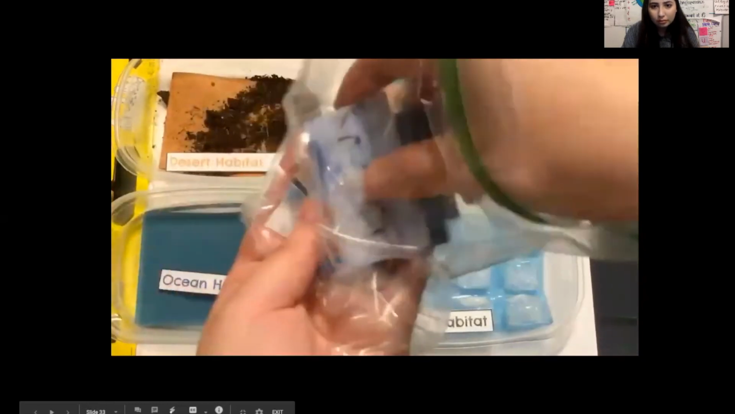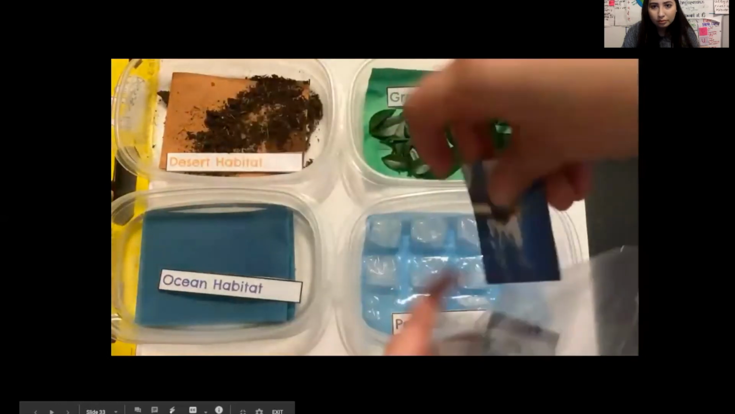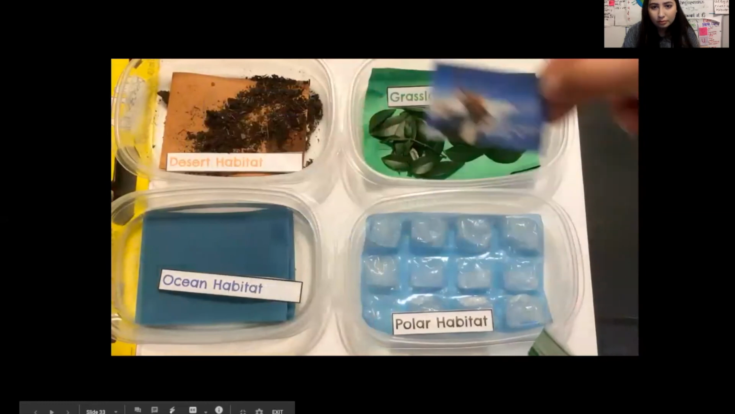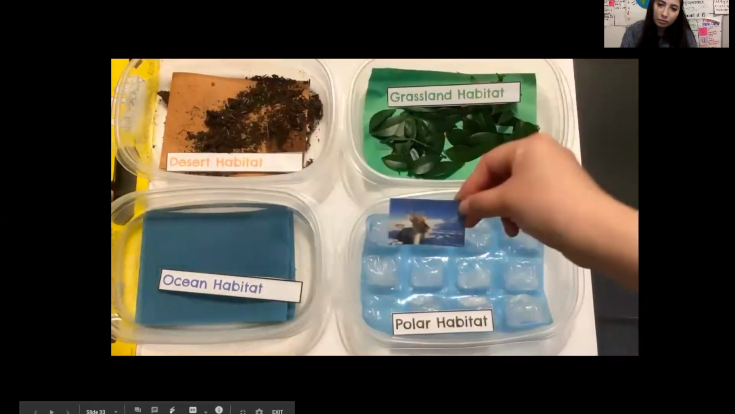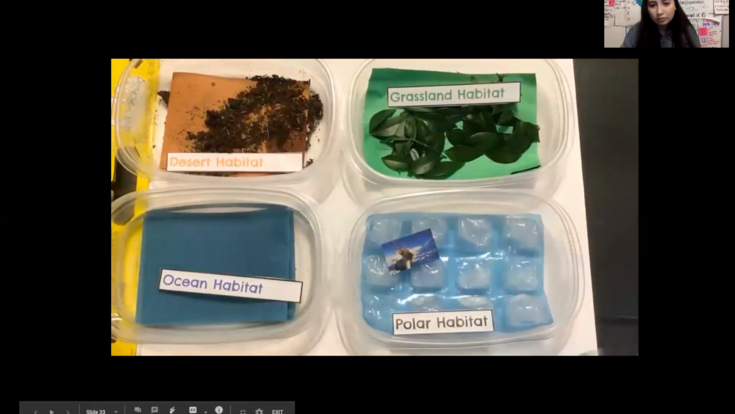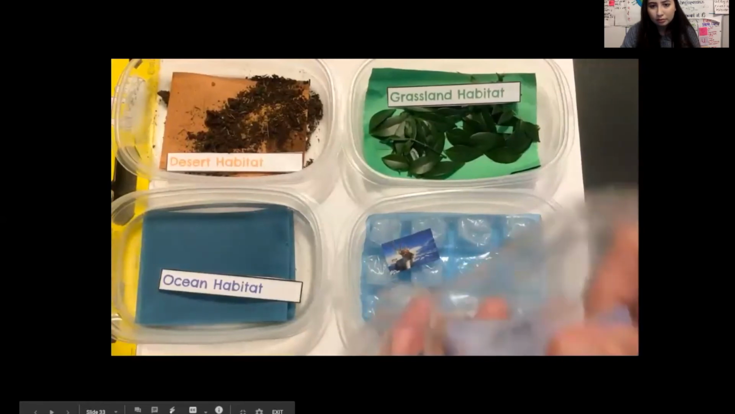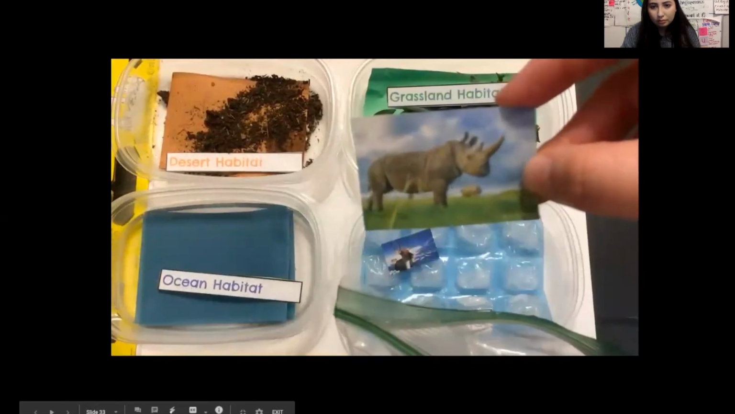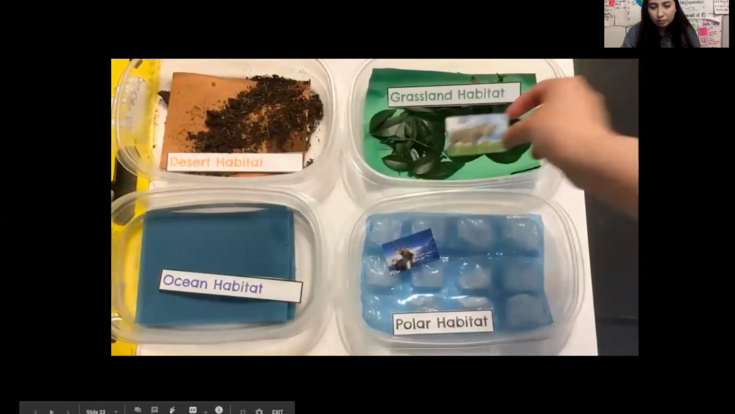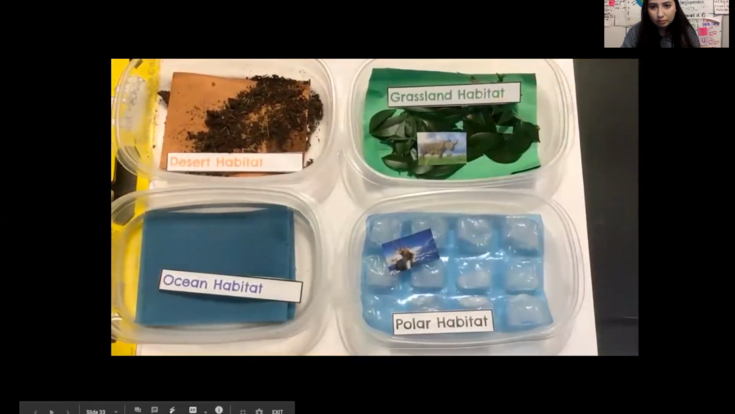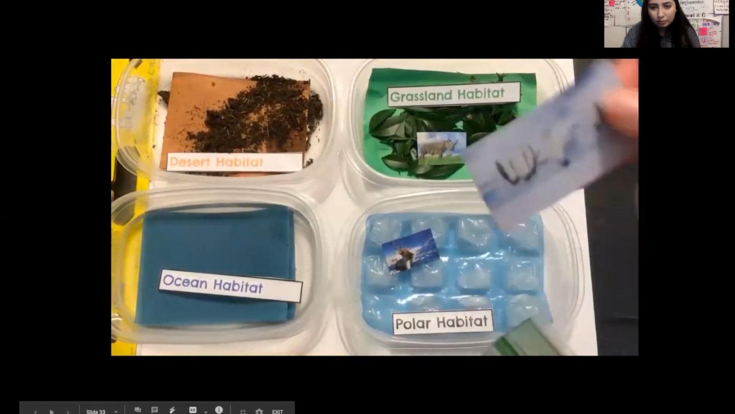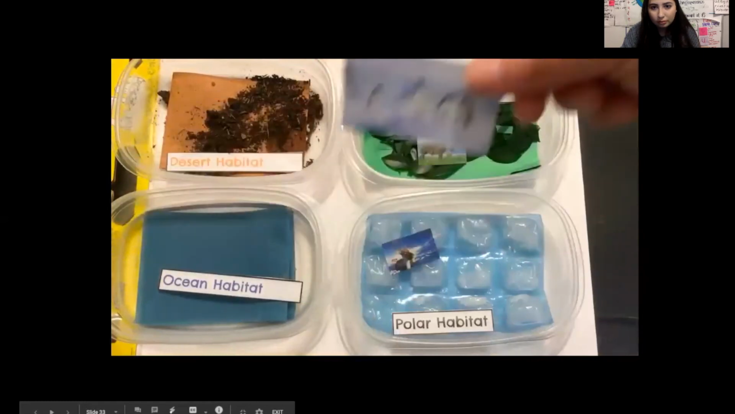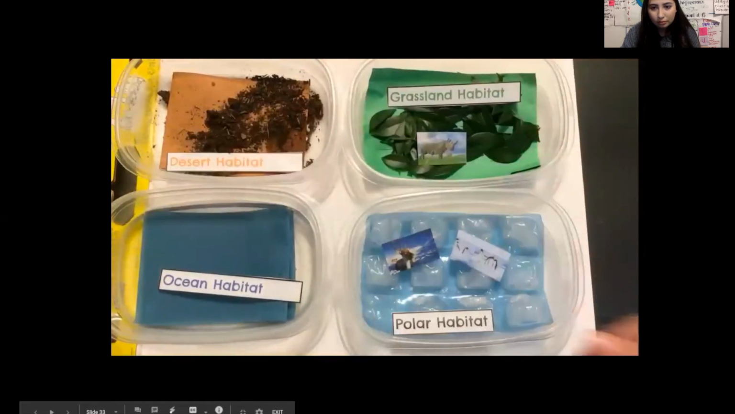So let's see. I'm going to practice and I'm going to take out a picture here. Oh, a reindeer. So I'm going to figure out, where does this animal go? And I know that a reindeer goes in a polar habitat. Let's try again. Whoa, a rhino. I know a rhino lives in a grassland habitat. And I'm just going to keep going. Penguin. Where does the penguin go? Right here in polar habitat.